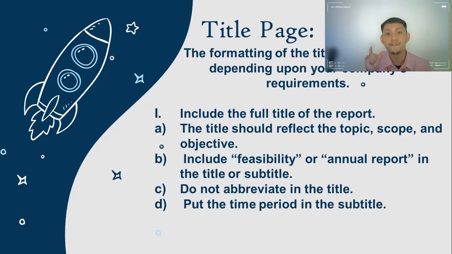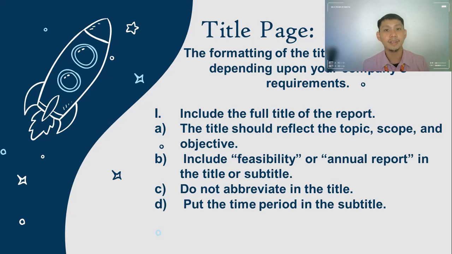what are the things that we have to include in a title page. In Roman numeral number 1, you have to include the full title of the report. When I say full title of the report, the title should reflect the topic, the scope, meaning the people who are involved, and the objective or the purpose of the report. Okay, it should reflect there. Number 2, the title itself should show the feasibility or the scope or annuality of the report in the title or even in the subtitle, right?